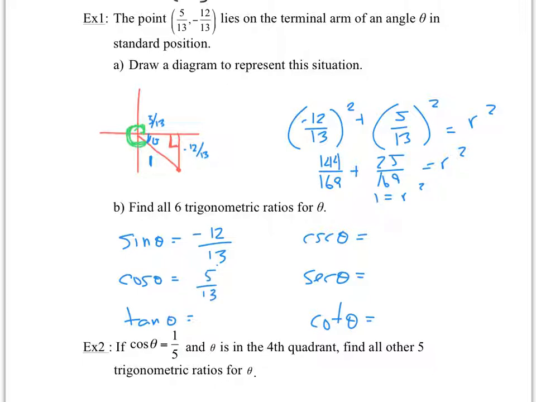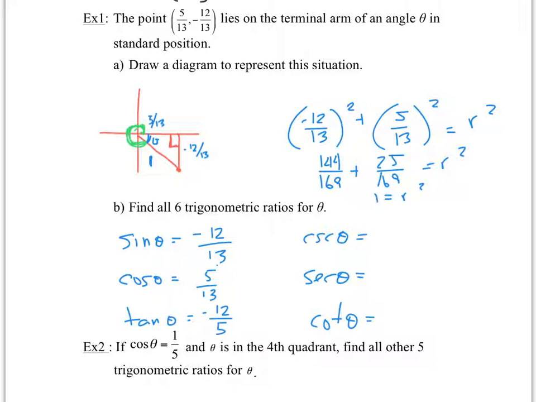All right, tan, you're going to have to do a little bit of work, possibly. It's the division of y by x. So if you divide y, negative 12 over 13, by x, 5 over 13, you're going to notice that the 13s are going to cancel out. So what you're going to have left is negative 12 over 5.